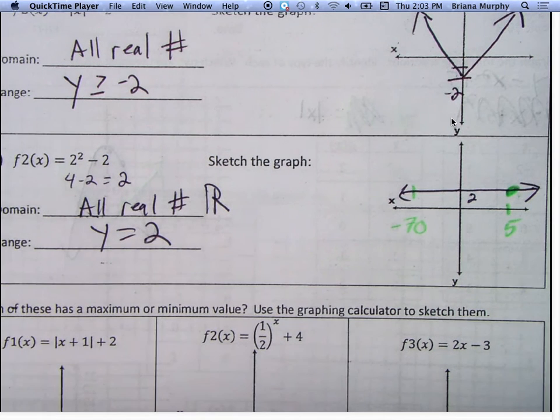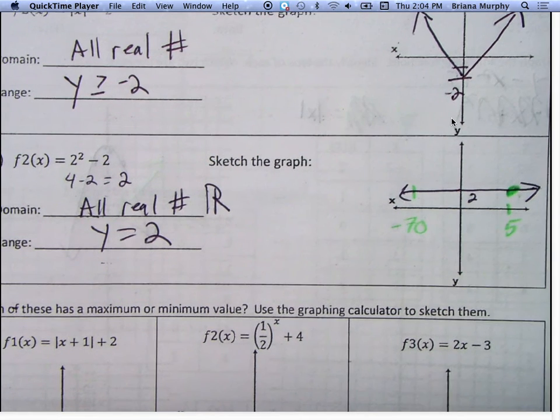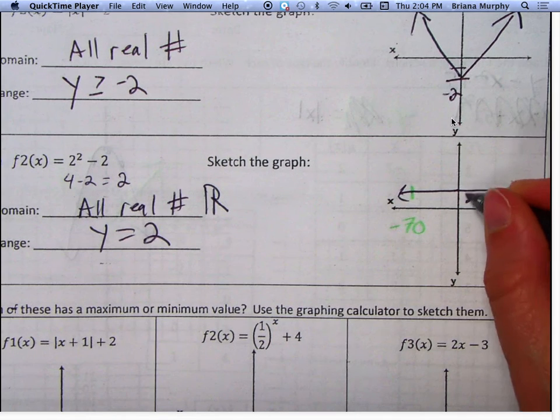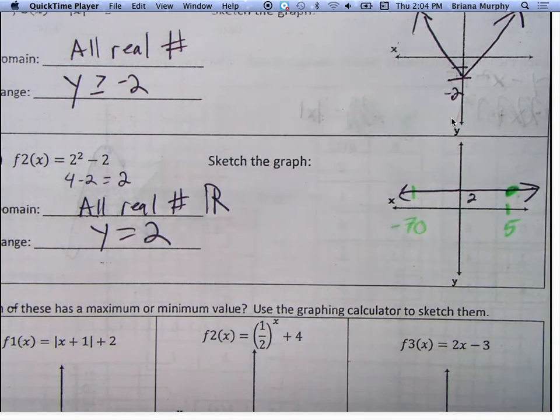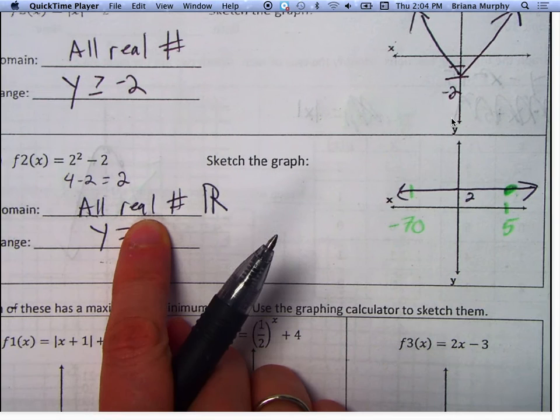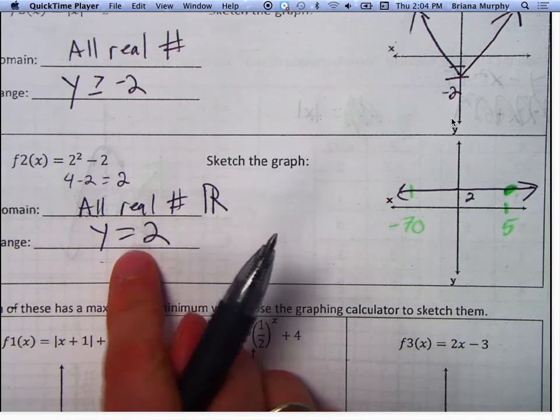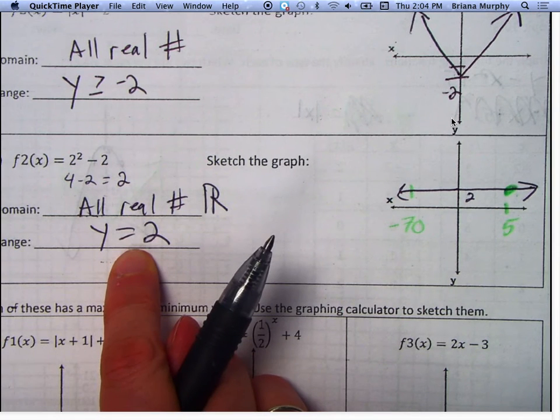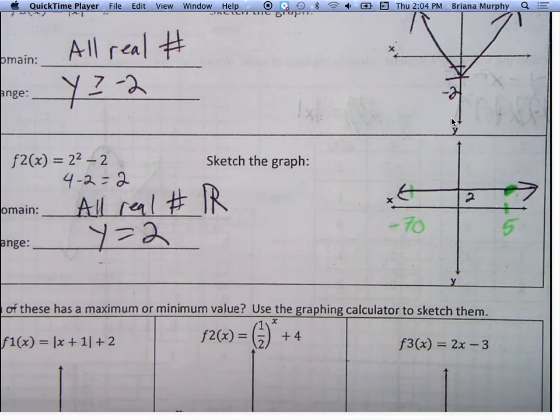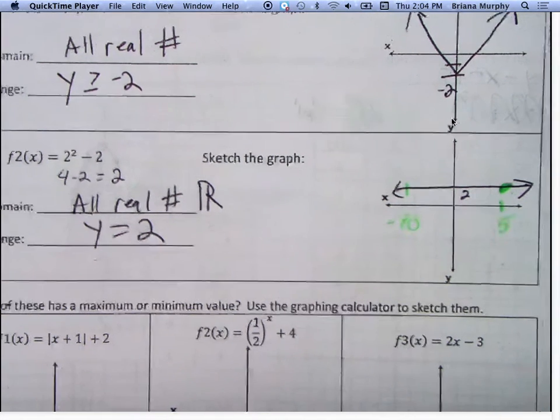What's confusing, Grace? Right. All the way forever and ever. Do you see that it can be any x value, it just always is 2? That's why domain is any number, but y says it can only be 2. Do you get the difference between domain and range? Domain's always the x values, range is always the y. Okay.